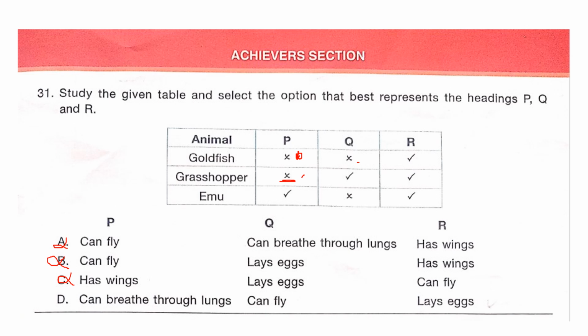Goldfish, grasshopper and emu. Now second for Q, can fly. Goldfish cannot fly, emu cannot fly, but grasshopper can fly. So Q is correct for all of these. Now for R, lays eggs. All three lay eggs. So this is correct for all three. Answer is option D.